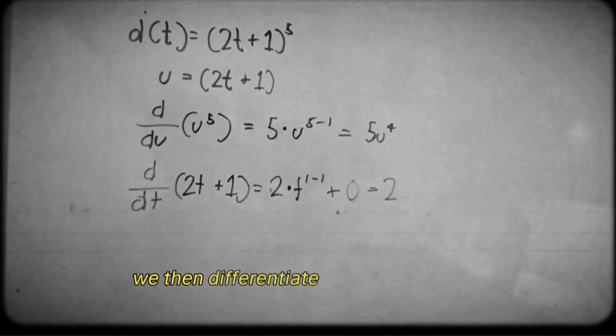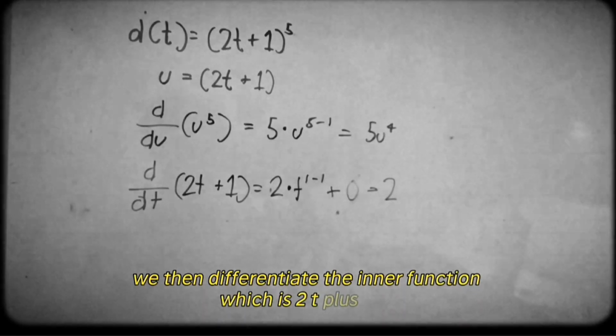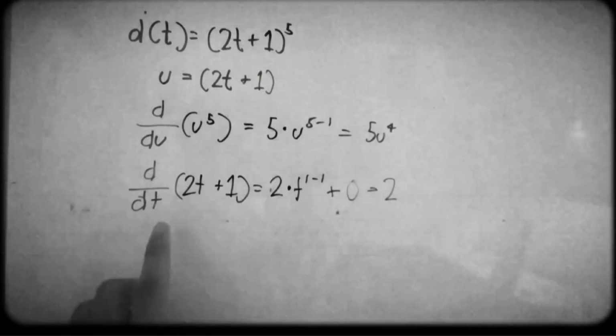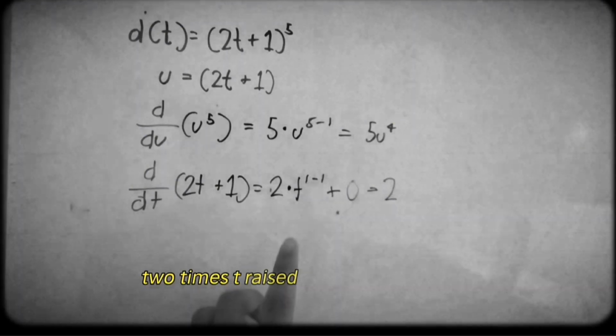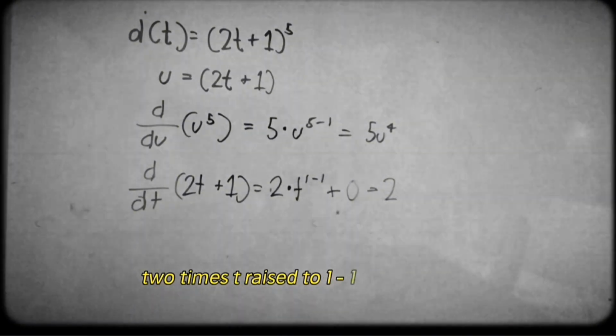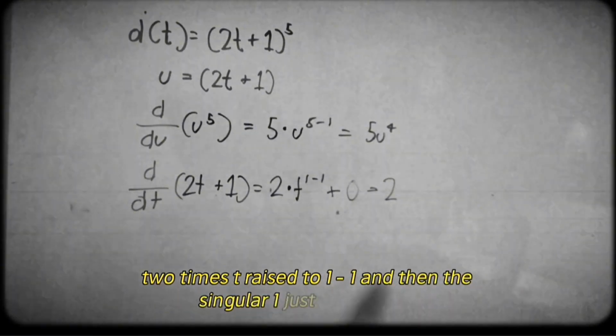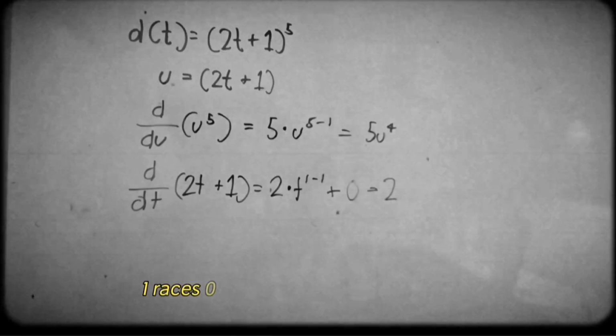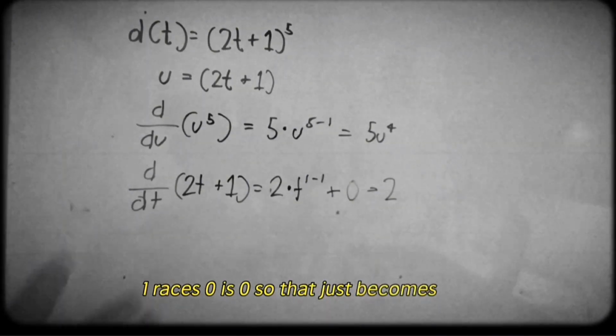We then differentiate the inner function, which is 2t + 1. That is 2 times t raised to 1 minus 1, and then the singular 1 just becomes 0. t raised to 0 is 1, so that just becomes 2.